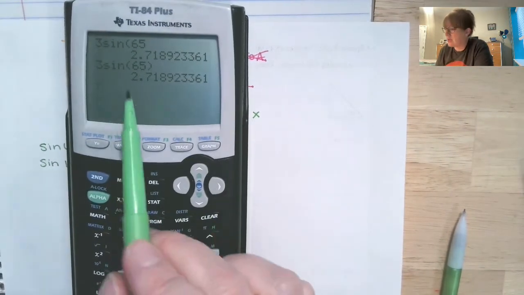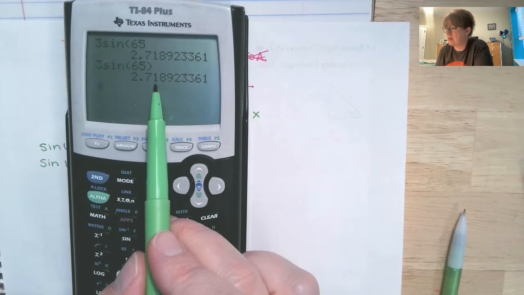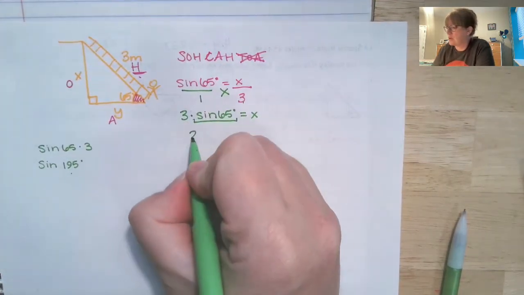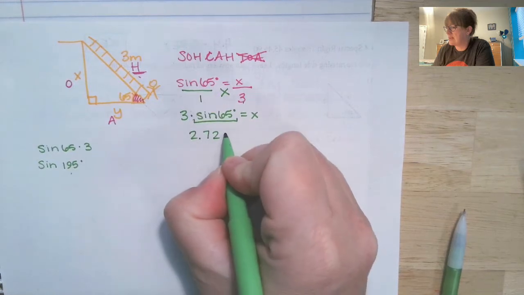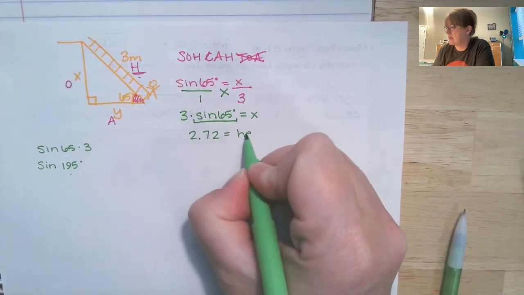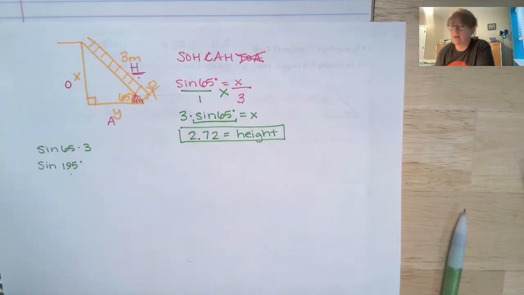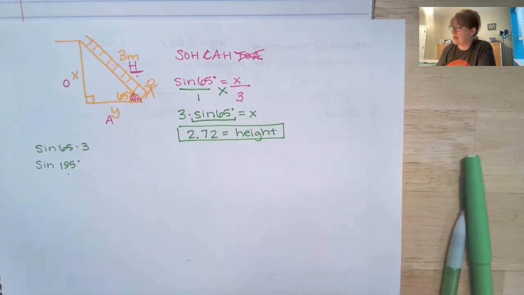So we want to look at 3 decimal spots out, which is the 8. So that would be rounded to a 2. So we would get 2.72. 2.72 is the height of how far up the ladder is on the building, okay? All right, let's find the next one.